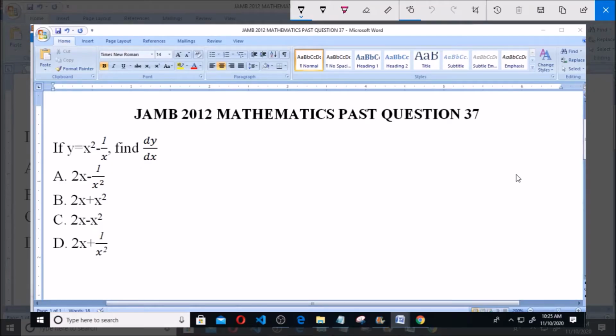I'll be answering JAMB 2012 Mathematics Past Question 37. If y is equal to x squared minus 1 over x, find dy/dx. Now, y is equal to x squared minus 1 over x. This simply means that y is equal to x squared minus x raised to the power of minus 1.